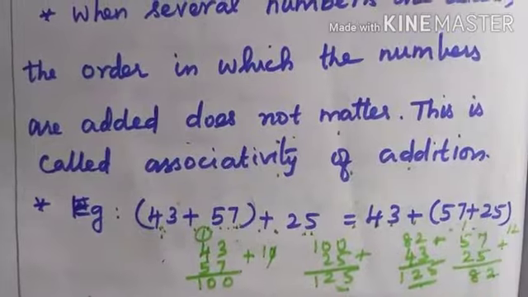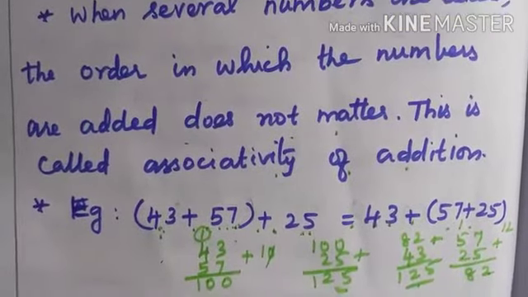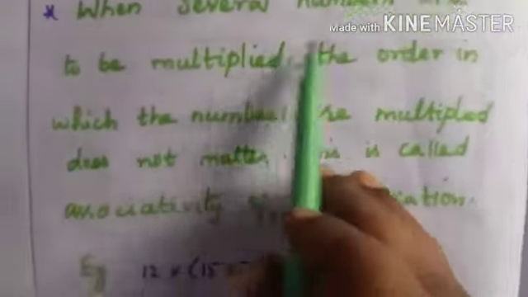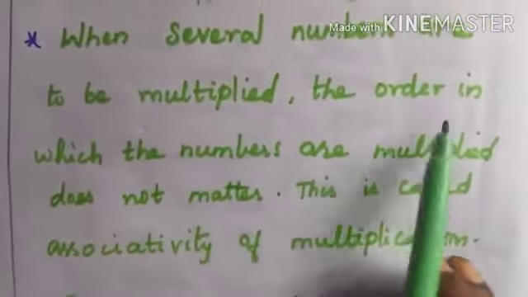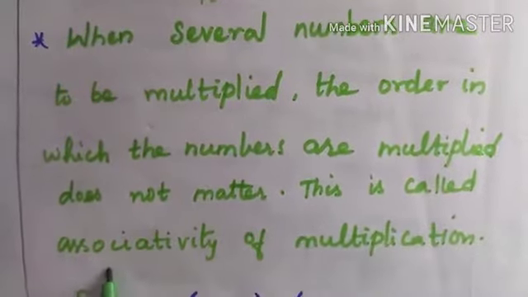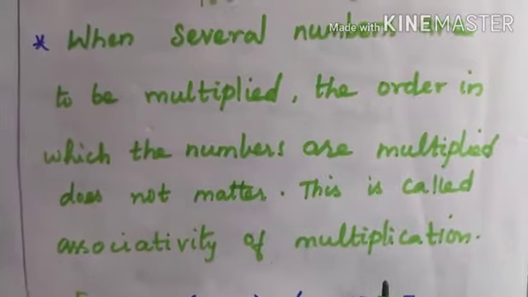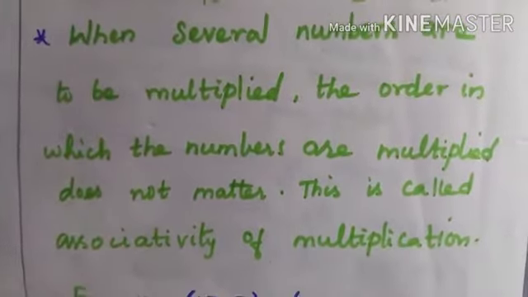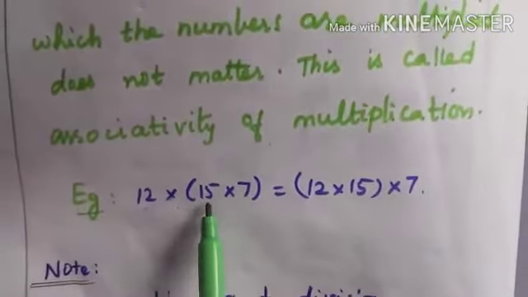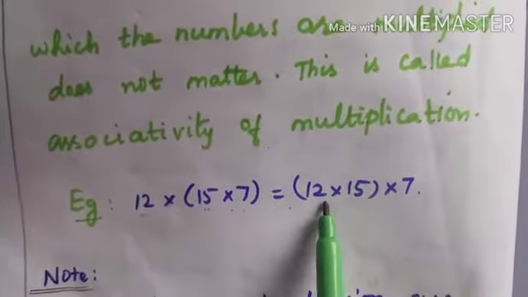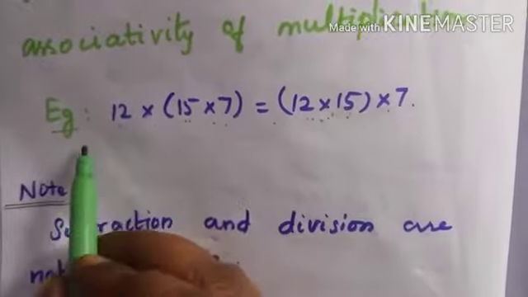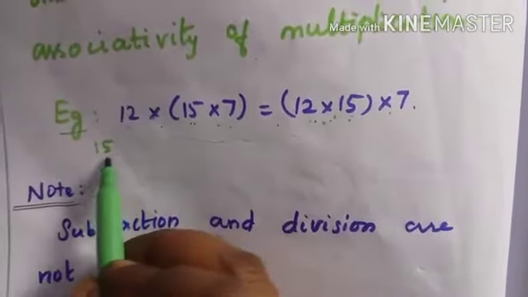For multiplication also it is true. When several numbers are to be multiplied, the order in which the numbers are multiplied does not matter. This is called associativity of multiplication. Now we are going to see it by example. 12 into bracket 15 into 7 equals bracket 12 into 15 into 7. Here, 12 into 15 into 7. Now we will multiply 15 into 7.